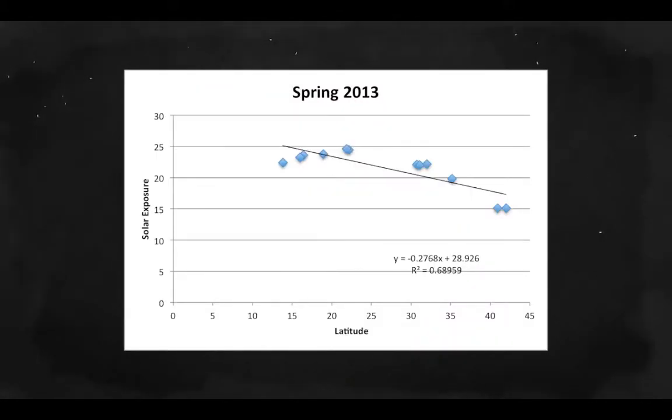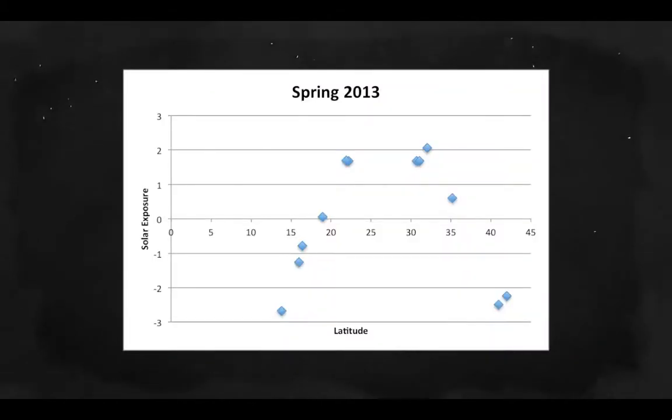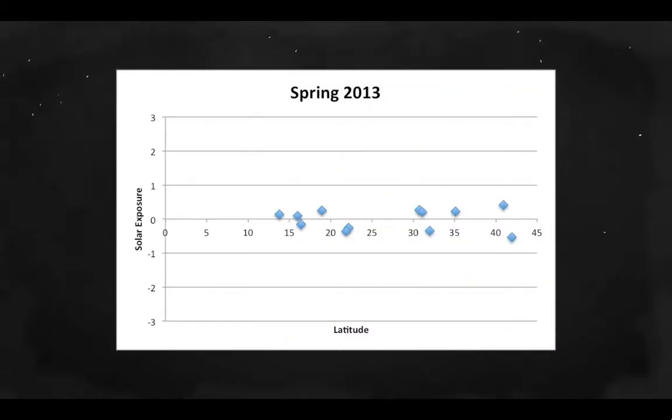So to confirm, we fit a linear line of best fit and a quadratic line of best fit to each season of 2013. The quadratic lines consistently gave better coefficients of determination and the residual plots appeared more random. So we continued the analysis assuming that the relationship was quadratic.